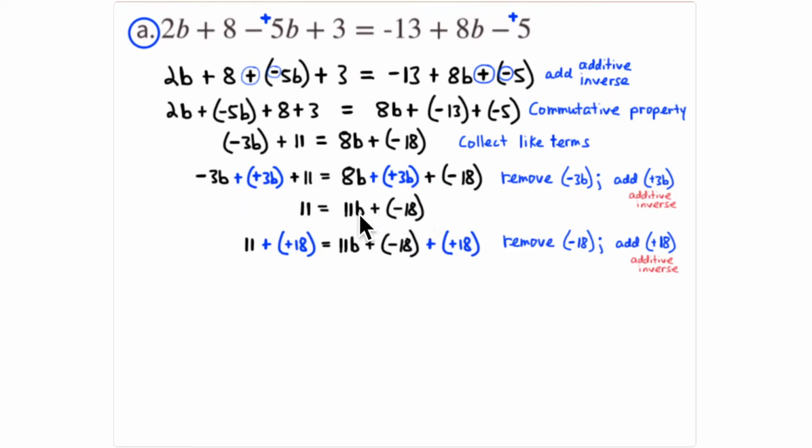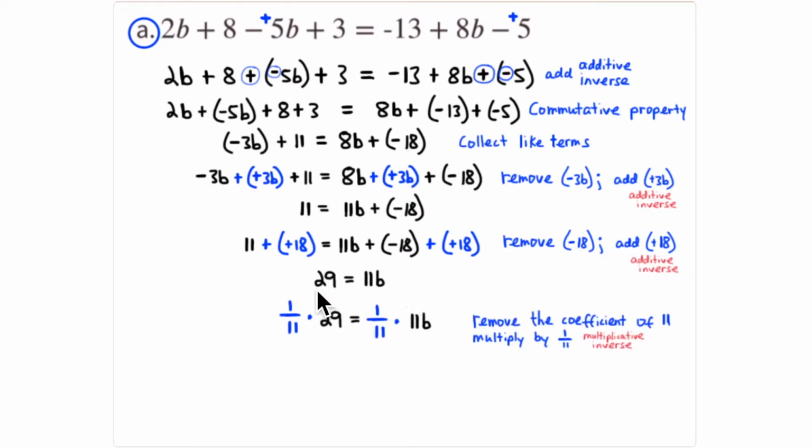And on this side, it's 11b plus negative 18. And so now you get rid of the negative 18 by adding a positive 18. So remove negative 18 by adding the additive inverse. You end up with 29 equals 11b. And this is going to be pretty tough because you're going to get rid of this coefficient of 11 by multiplying by the multiplicative inverse, 1/11. Well, 1/11 of 11 things is one of those things. So it's 1b. So 1/11 times 11, this becomes 1.